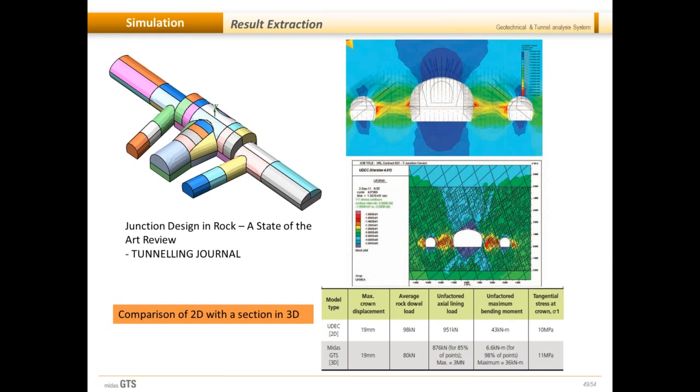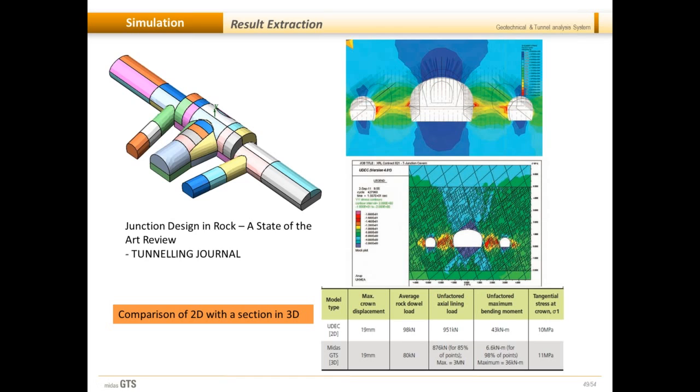Now I would like to draw your attention towards a comparison of 2D analysis with a section in 3D, and this comes from a real project which has been recently published in the Tunneling Journal, and here as you can see, it is quite difficult. If you have to do a 2D analysis, you would have to analyze this cross-section at different locations. So this section is different from this section, and then there is a section and they are not perpendicular, so they are at an angle. So you have to analyze all different cross sections if you are dealing with just a 2D scenario.